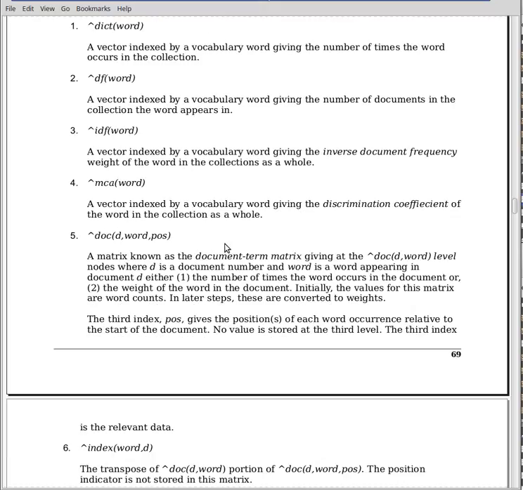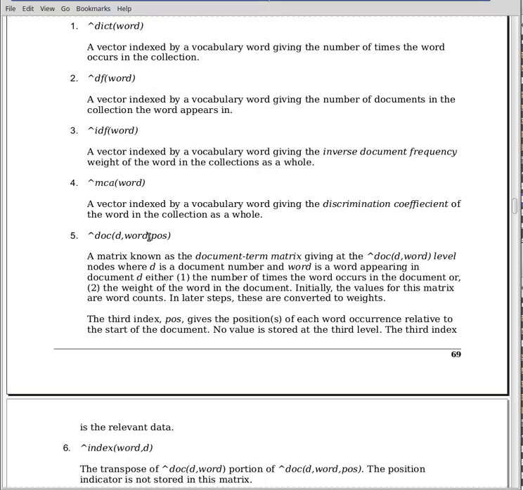The next one is one of our prime matrices. Well, they're all important, but this is the first one we calculate, which is the document term matrix. It's actually three levels deep. It's up arrow doc. The first index value is the document number, 1, 2, 3, 4. It's an accession number. We just count the documents as they're coming in. The second value is a word. Stored at this portion of the array, document number, comma, word, is the number of times the word occurs in the document.